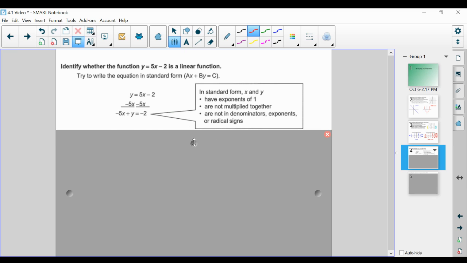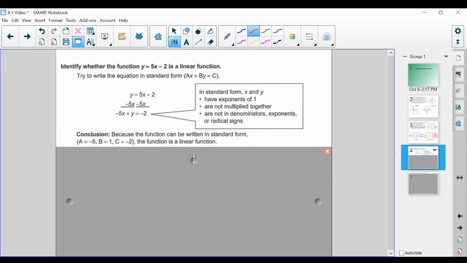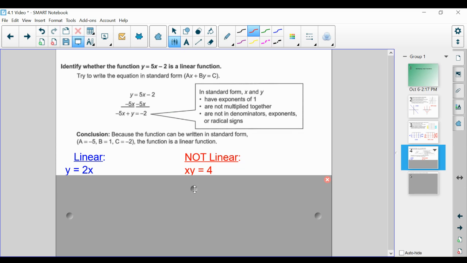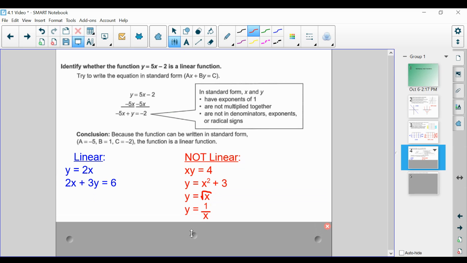Those are three crucial pieces to determine whether or not it's going to be linear or not linear. There's also a lot of other ways to determine it. Let's look at what we have written here. Over on the left in blue, these are two examples of linear functions. Y is equal to 2x, 2x plus 3y is equal to 6. Notice that we do not have any exponents greater than 1. X and y are not getting multiplied together, and x nor y are in denominators. They are not in any exponents, and they do not have any radical signs. So these are going to be what's called linear functions.